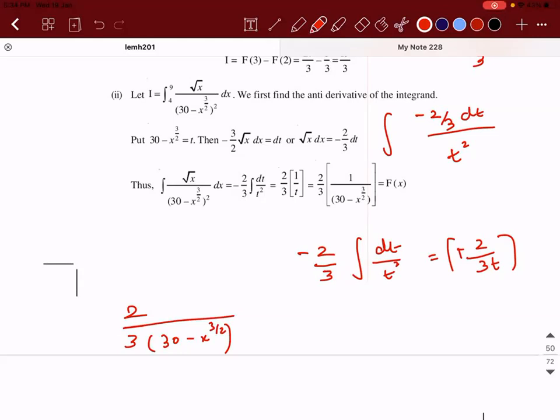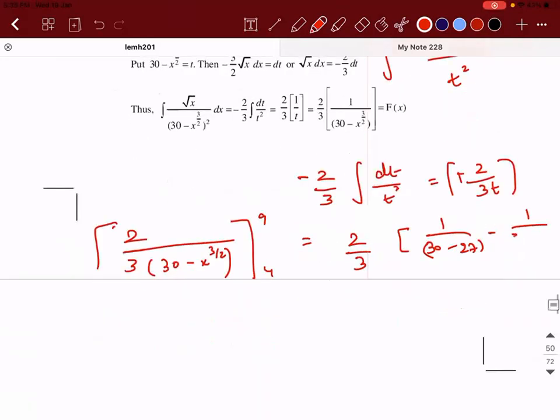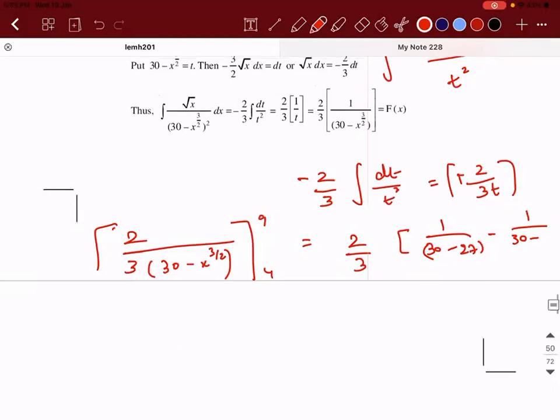Right. Now you substitute the limit. What are the limits you're supposed to substitute? 4 and 9. Now substitute the limit and see. 2 by 3 will come out. 1 by 30 minus 9 power 3 by 2 is how much? 9 power half is 3. 3 power 3 is 27. Minus 1 divided by 30 minus, substitute the lower limit. 4 power half is 2. 2 power 3 is 8.